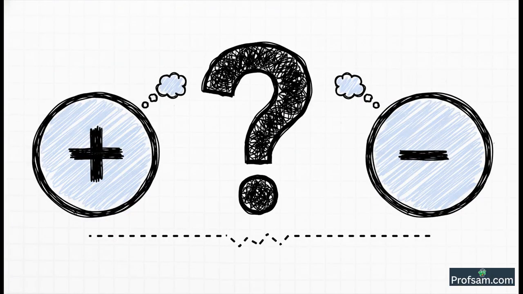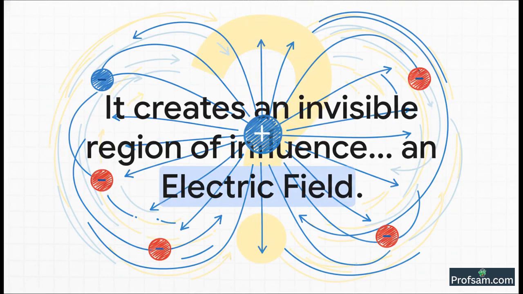Okay, so we know that a charge exists. We know that it can push or pull other charges. But that brings up a really interesting question. How? How does one charge interact with another charge from a distance without even touching it? How does it know the other charge is there? Well, the answer is it creates an invisible region of influence all around itself, an invisible field. And it is this field that interacts with other charges. We call this an electric field. And that is exactly what we are going to explore in our next explainer.